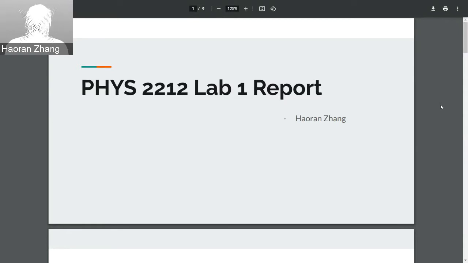I'll briefly introduce the background and the experiments done for this lab. Then I'll go through the details of each experiment and model used in the lab. And along the way, I'll also explain the physics concepts and formulas applied for computation.